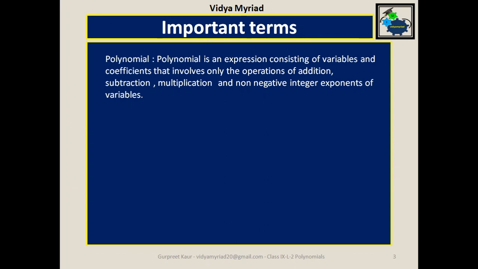Let us first begin. What do you mean by the term polynomials? Basically, a polynomial is an expression which consists of variables and coefficients, and it involves the operations of addition, subtraction, multiplication and non-negative integer exponents of the variables. What do you mean by non-negative? That means the power of the variable should be positive. Now there are certain important terms which you need to understand in this chapter. Let me explain all those one by one.